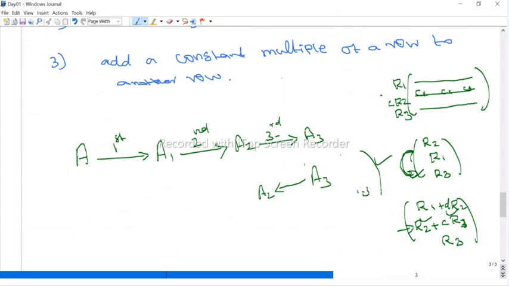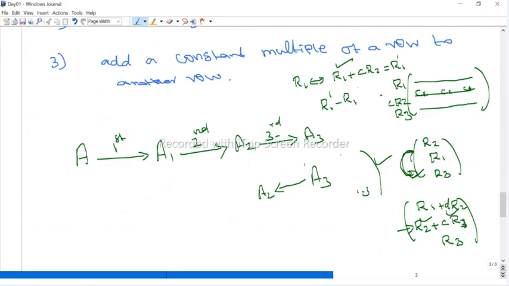Suppose we replaced some R1 row by R1 plus some C times R2. Suppose this is the third kind we applied. Now first we have to subtract. So maybe we call this new R1 as R1 dash. So what we have to do from R1 dash: you added something to R1 here, therefore we have to subtract it here.